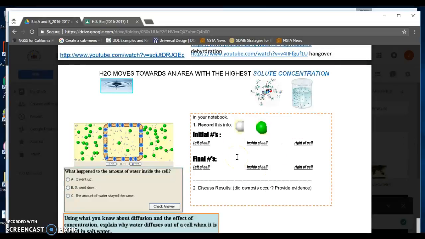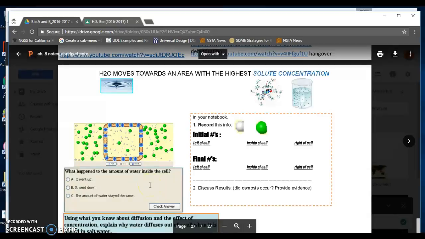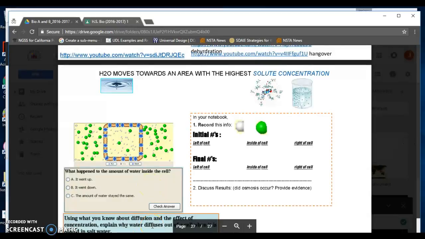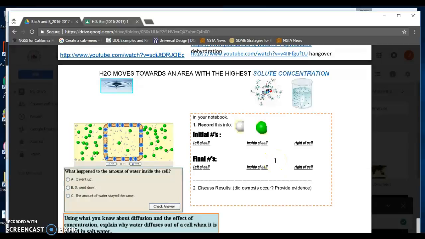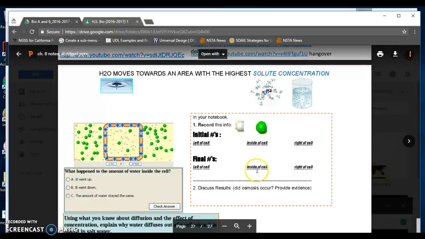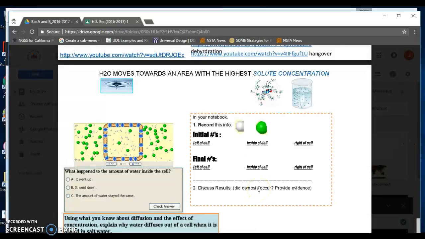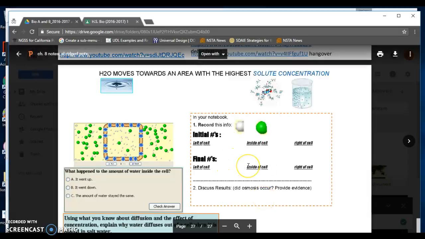But remember, this slide, you're responsible for answering this question in the gray box, the question in the blue box, and collecting the data, and using the data, analyzing the data, making sense of it, interpreting it, or trying to understand what it means, and if it can tell you, can this data tell you whether or not osmosis occurred? And so you'd say, yes, osmosis occurred, or no, it didn't, and you'd provide your evidence. Your evidence would be your data.